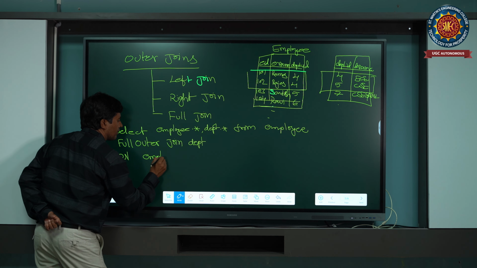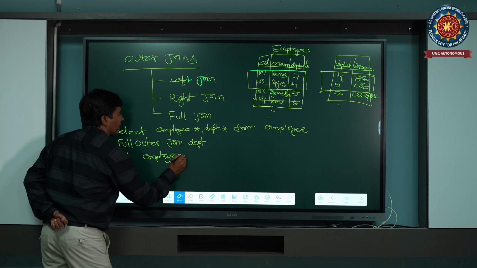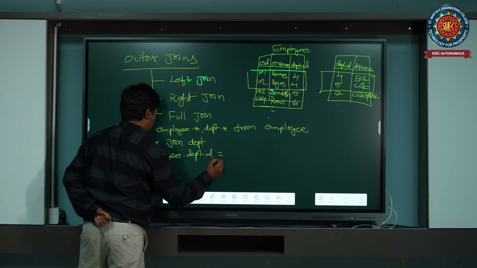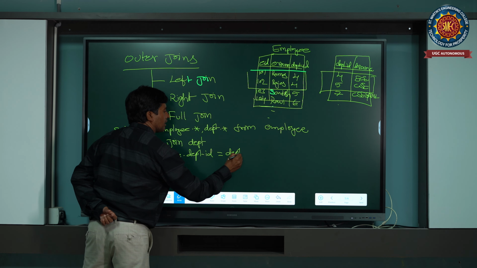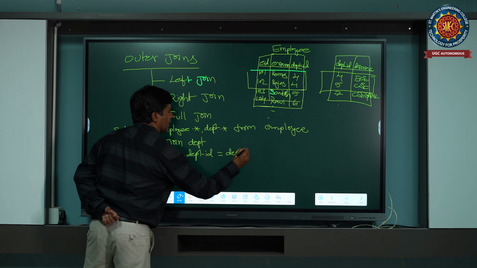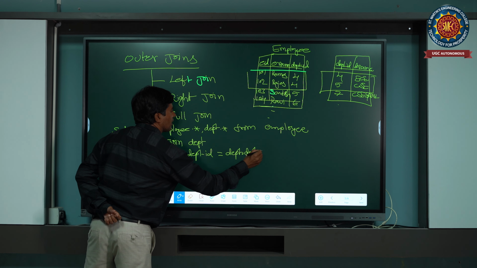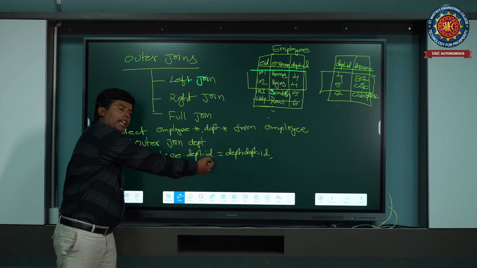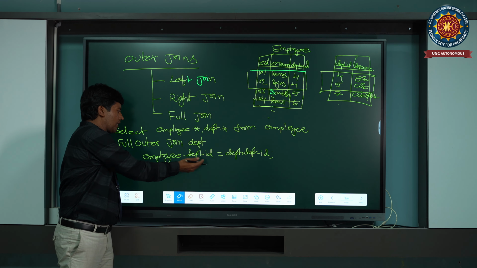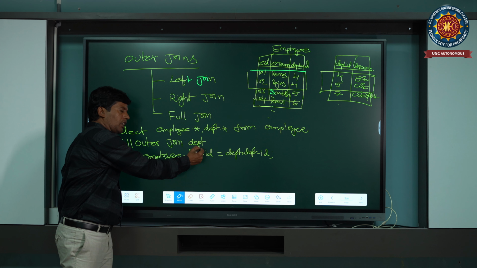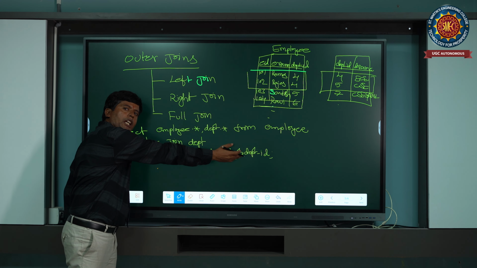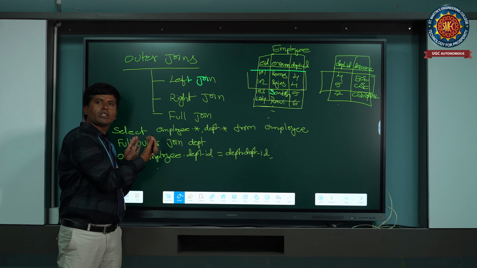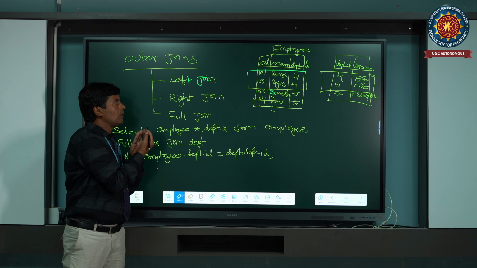Employee.department ID equal to department.department ID. Means, without getting any ambiguity from the two tables, we are taking the common columns. We are comparing the employee table's department column with the department table's department ID column. First it will retrieve the matching records from both tables.